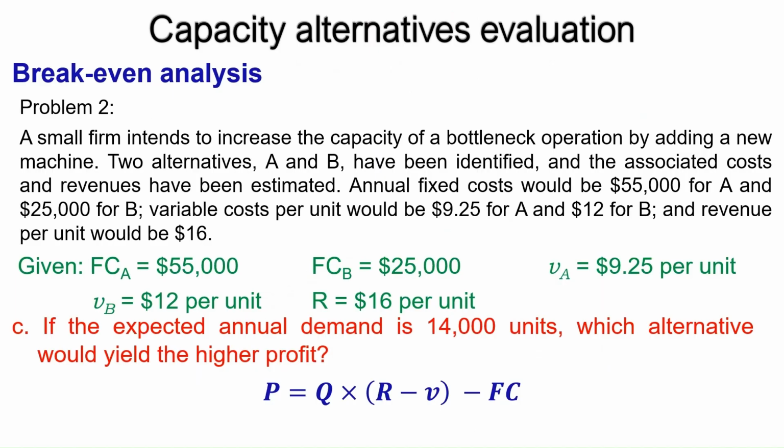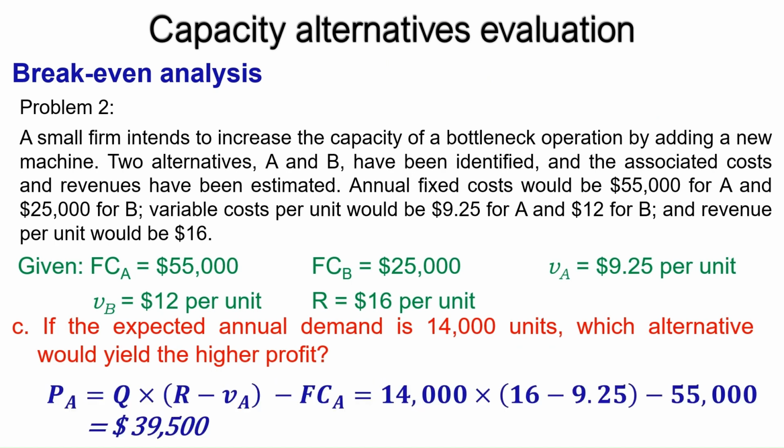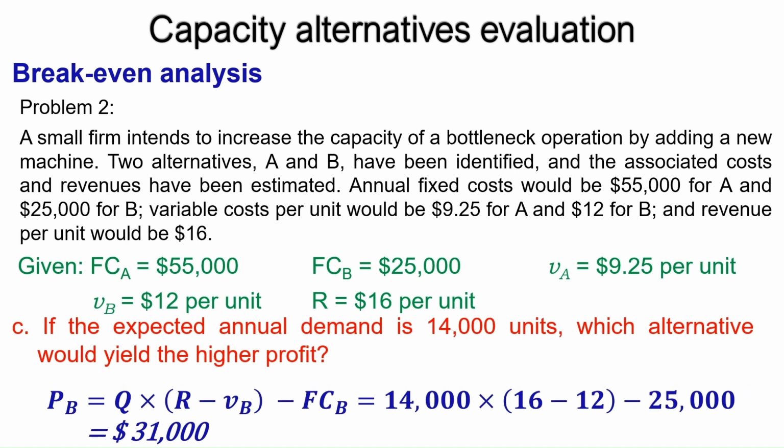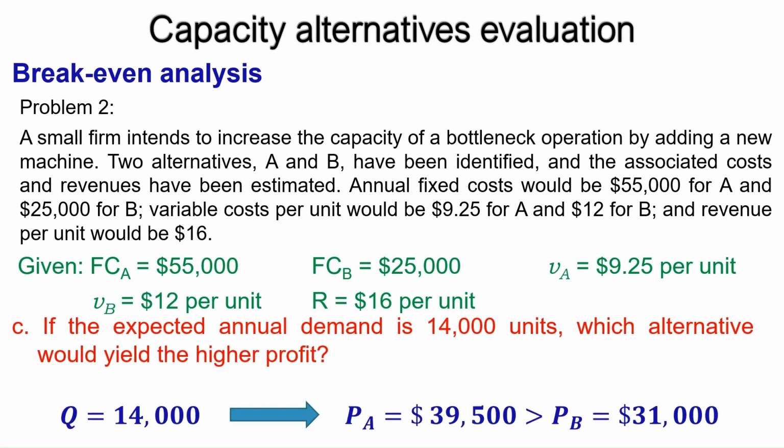If you need to validate this mathematically, let us calculate the profit at Q equals 14,000 for the two alternatives using this equation. P_A equals 14,000 multiplied by 16 minus 9.25, all minus 55,000, equals $39,500. While P_B equals 14,000 multiplied by 16 minus 12, all minus 25,000, equals $31,000. So, at Q equals 14,000 units, alternative A yields a higher profit.